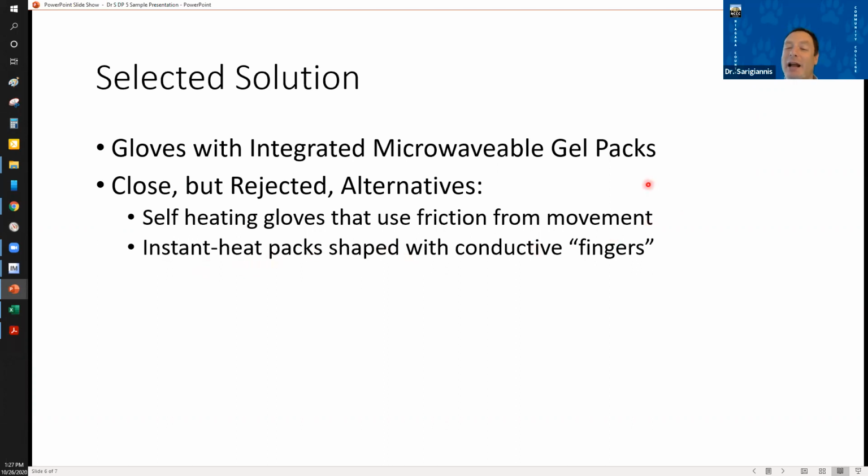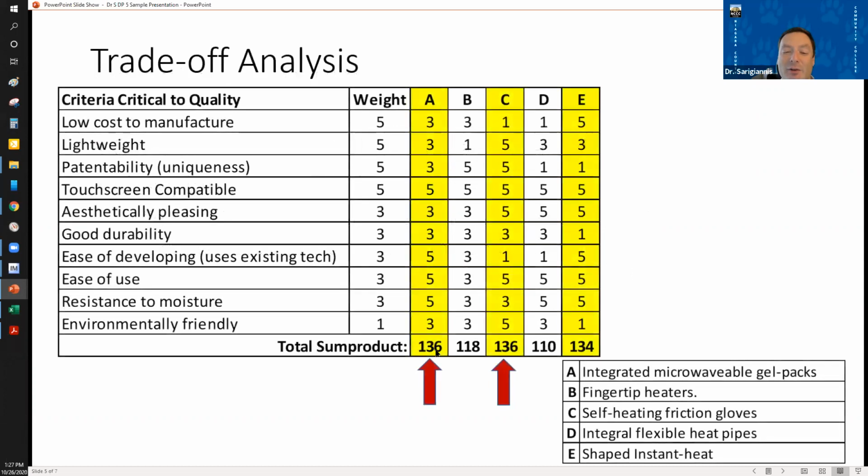But notice when I rejected these, even though my rankings were fairly close, these two are identical in ranking, I still thought about this, and this is where the discussion as a group comes along.